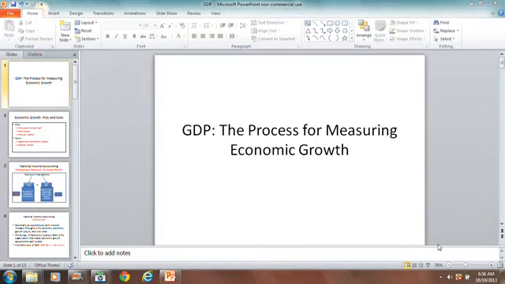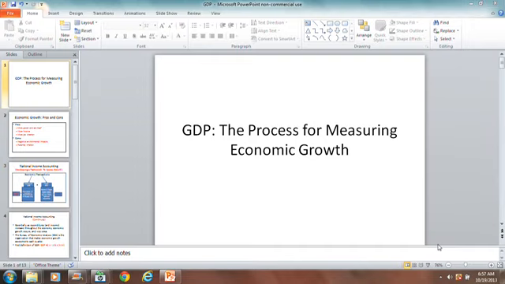In this week's lecture, we want to look at a very fascinating process for measuring economic growth in our economy. And that process is built around the concept called GDP, which stands for Gross Domestic Product. These issues are discussed in Chapter 5 in the textbook. And so we want to walk through the process that's used in the United States for determining whether or not our economy is growing, which is one of our goals, or if the economy is shrinking.